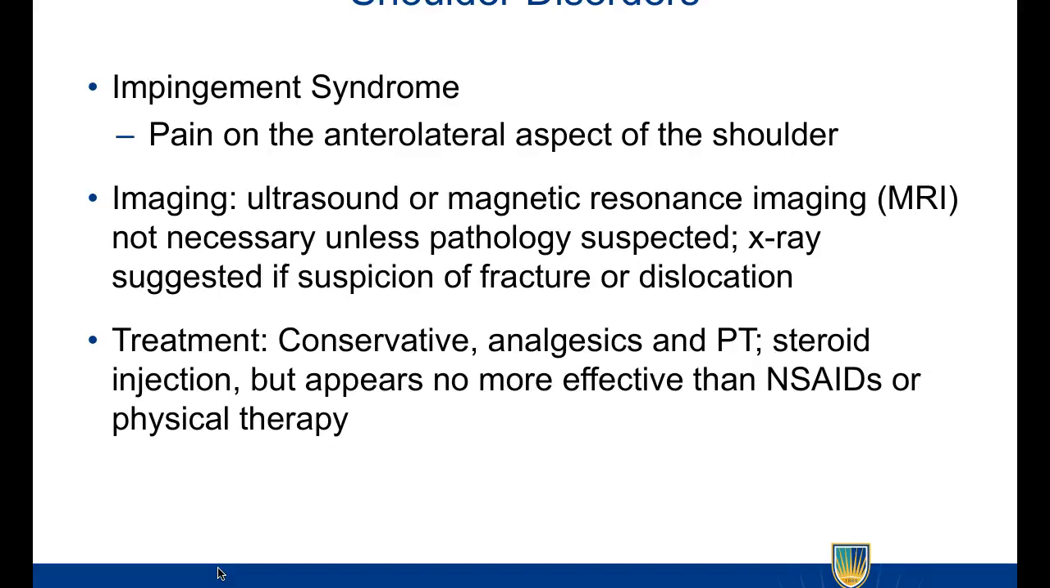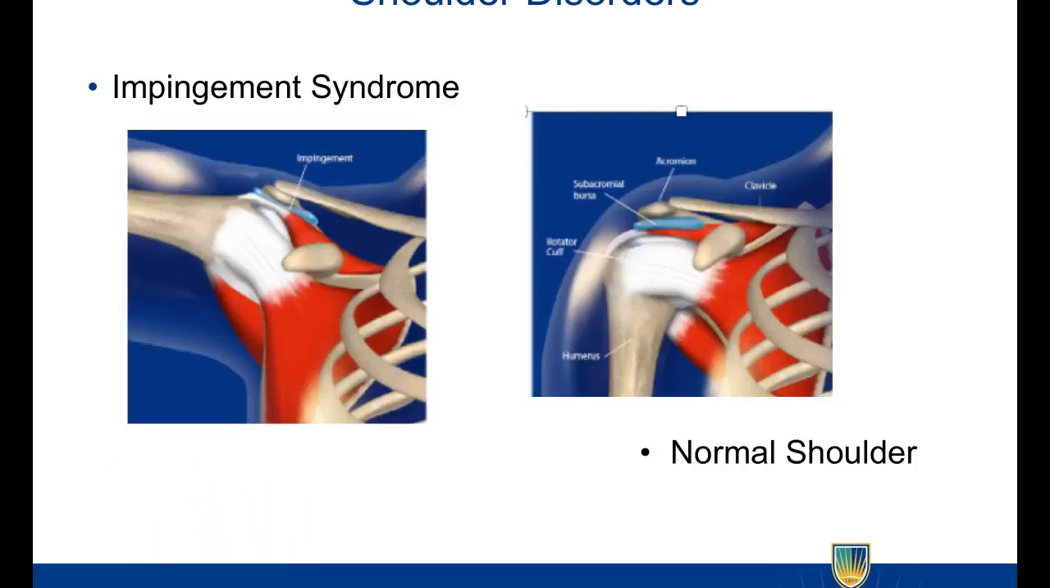So moving on to shoulder disorders, impingement syndrome. This is typically when there is pain on the anterolateral aspect of the shoulder. It feels like a catching sensation. Imaging, ultrasound or MRI is not necessarily helpful unless pathology is suspected. X-ray is suggested if there is a suspicion of fracture or dislocation. Treatment, conservative with relative rest, analgesics, PT. Ultrasound-guided peritendinous steroid injection may be more effective than placebo injection for up to 12 weeks, but appears no more effective than NSAID or physical therapy. This is impingement syndrome, normal shoulder.